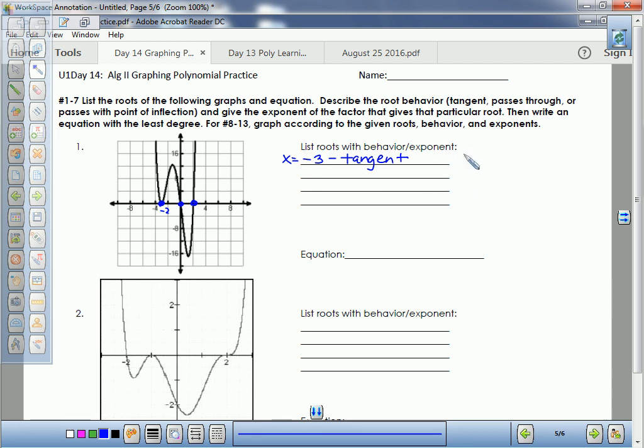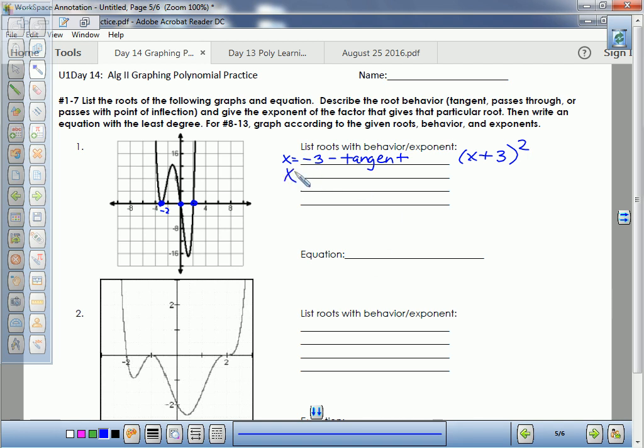Now, what would my factor look like? It would be x plus 3. Remember, it's always the opposite in here. And because it's tangent, that tells me there is even multiplicity. Because it bounces, this is a 2.